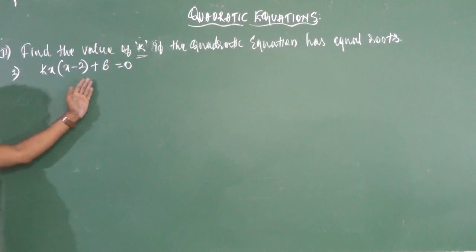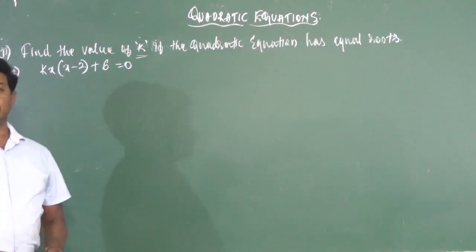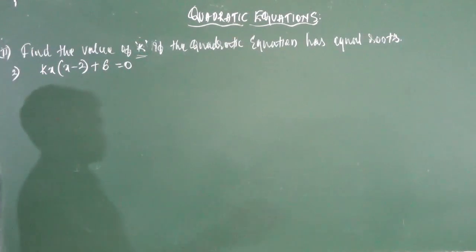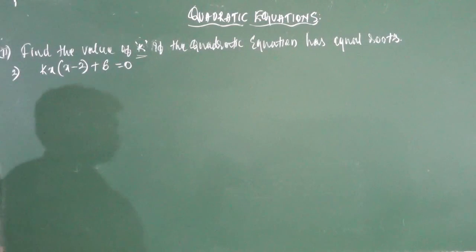But can you see this quadratic equation here? This is not in the standard form. Exactly. You have to convert this first into the standard form, then compare with the standard form of the quadratic equation, then write the coefficients, then write the discriminant, then equate the discriminant to 0 because the roots are equal. Then we will go with the algebraic process.